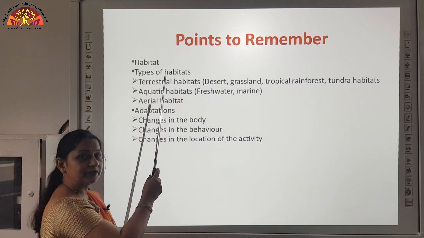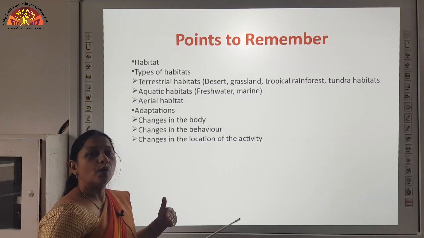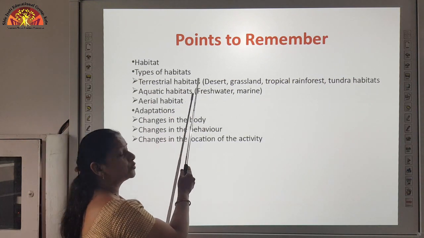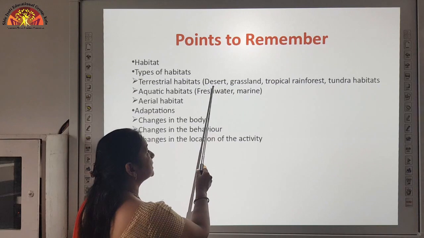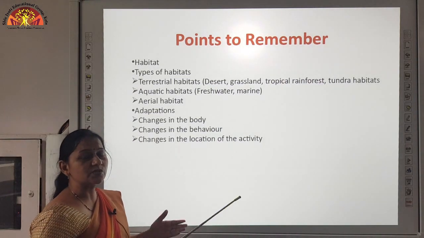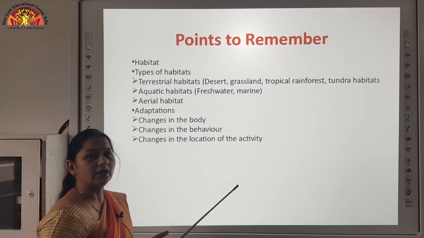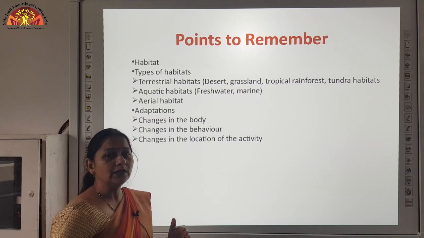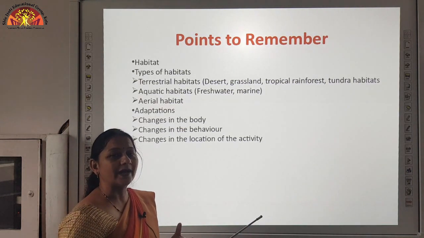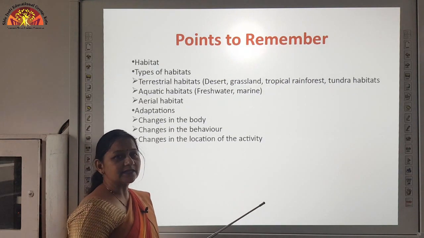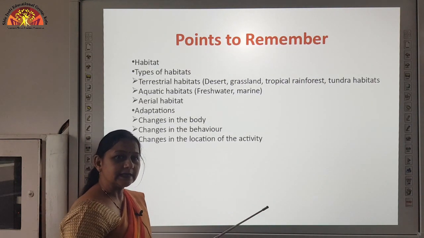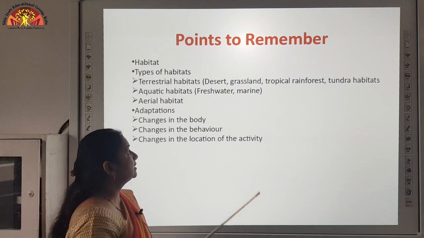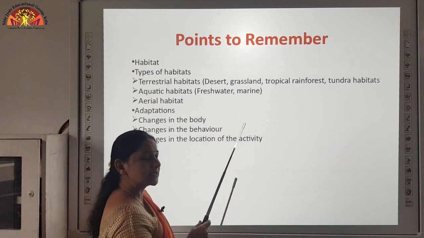Now, what are terrestrial habitats? Terrestrial habitats means the habitats of the terrestrial animals, the animals which live on the land. So, in terrestrial habitats we have different kinds of habitats like desert habitats. These are the habitats which have received very less rainfall, it is almost dry throughout the year, and so only those animals and plants are able to survive which require very less water, like cactus plant, it survives only in desert area, and animals like camel, squirrel, they are able to survive in the desert area. So, their habitat becomes desert.